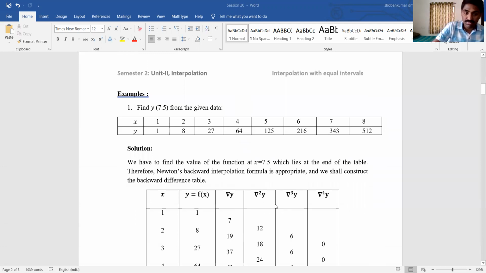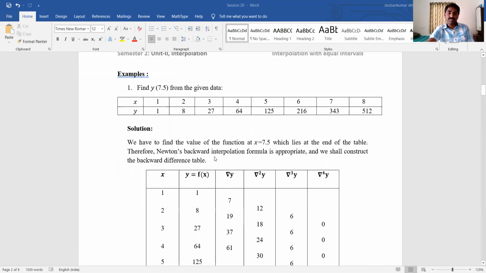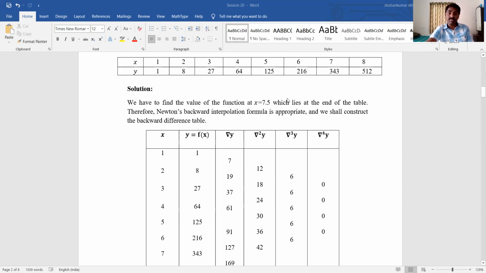Now we have to discuss some examples. Find the value of y at x equal to 7.5 from the given data. Here x equal to 7.5 lies at the end of the interval. It is very close to 8. Therefore, here we have to use Newton's backward interpolation formula. Here data is given, x and y's. Now, first construct the backward difference table, because the value of x is nearer to the end of the interval. Therefore, we construct the backward difference table.